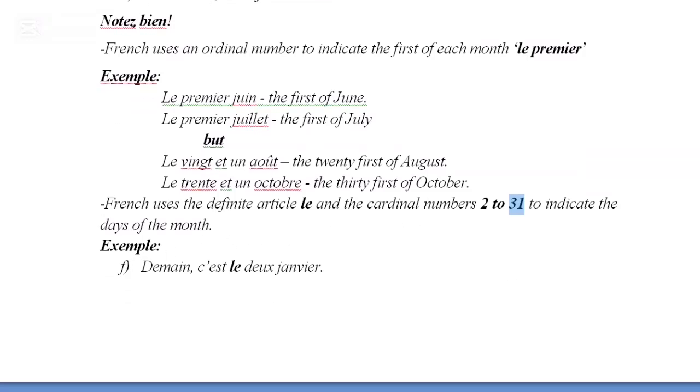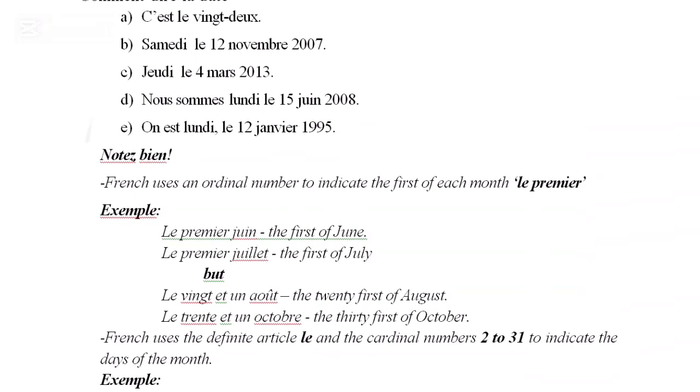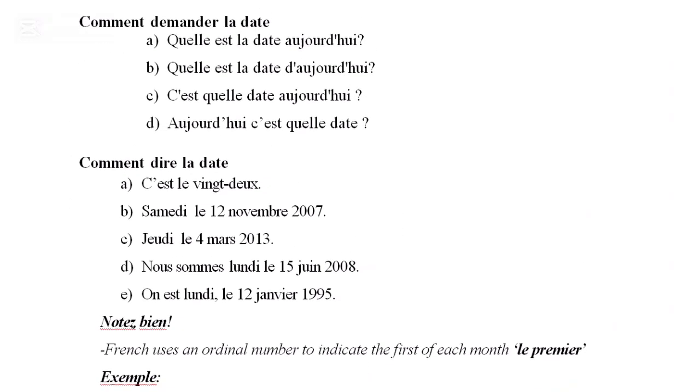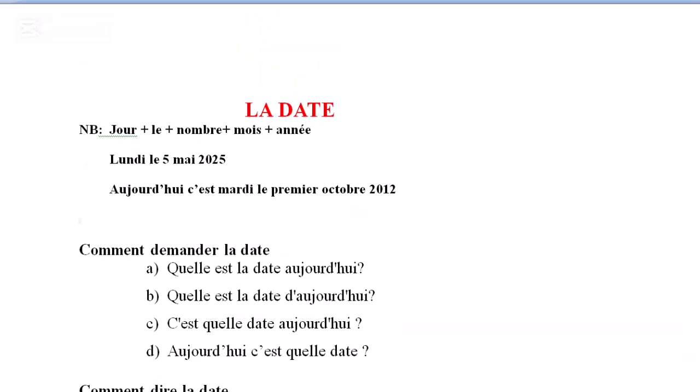Like now here you can say, for example, tomorrow. Aujourd'hui is today. What about tomorrow? Tomorrow is demain. Demain c'est, tomorrow is, demain c'est le 2 janvier. And that is how we write our dates in French.